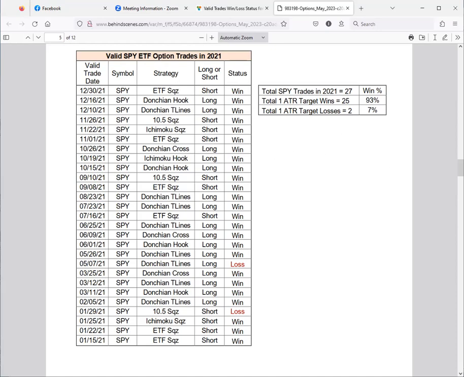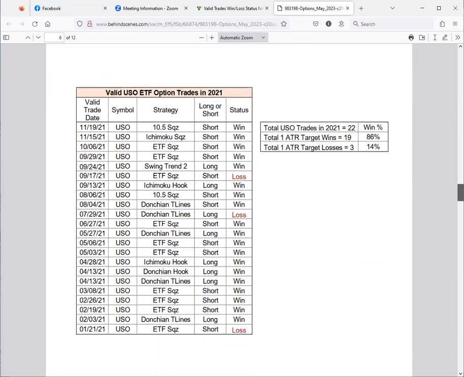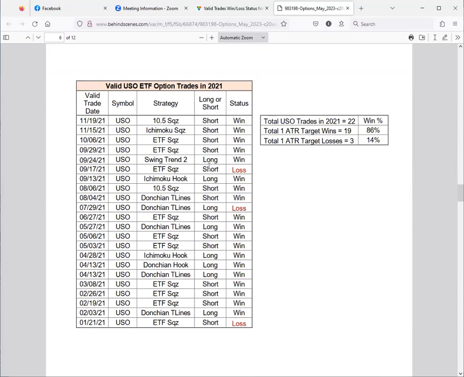So here's SPY in 2021. I also pulled up US oil. For people, I know a lot of people like to trade oil. So this is US oil in 2021.